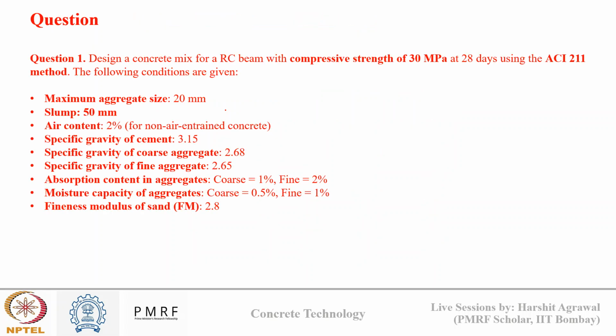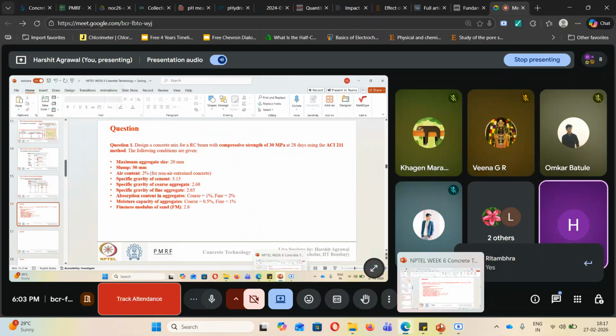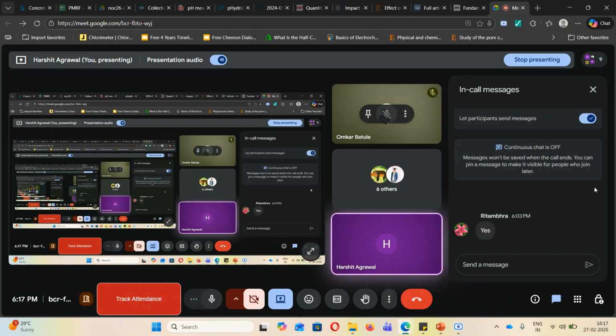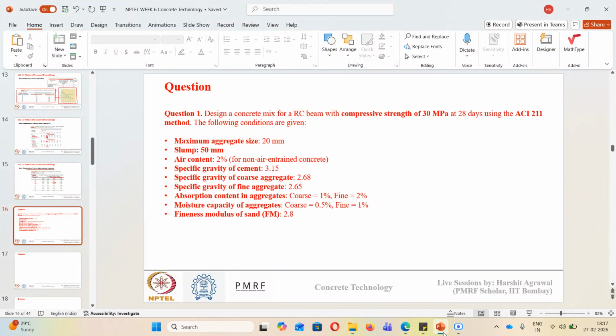Now we'll just see an application of these steps through a numerical. So just try to read this numerical and understand how you will proceed with this, and then I will share the solution. In the meantime, if you have any doubt regarding the ACI method of design, you can discuss or type your query in the chat box. Just think how you will approach this question. Start from step 1 and just try to do it on your own.